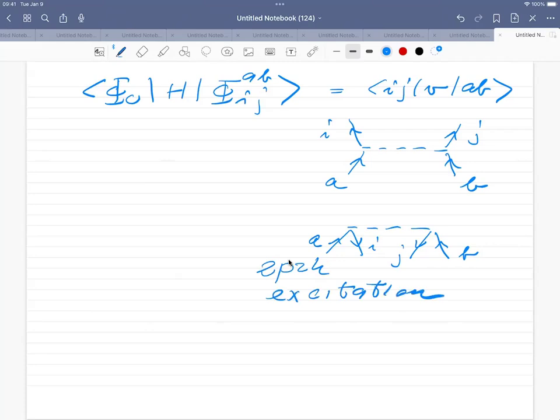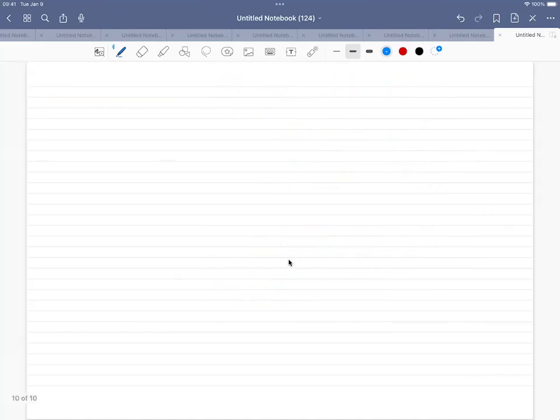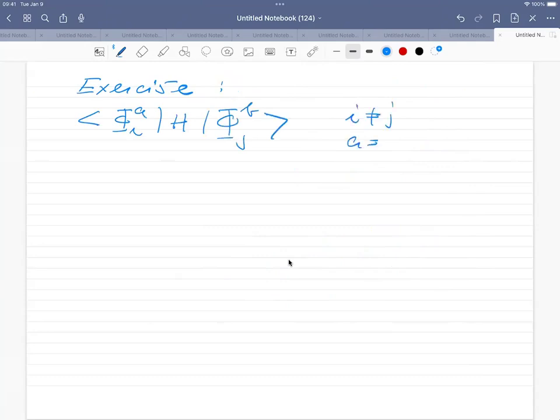Now, if we are looking at the more complicated terms, we are just coming back to that a little bit later. So let's now move on a little bit. I'm going to give you a small exercise, and that is to calculate the expectation value of this term here, where I is different from J and A is different from B.